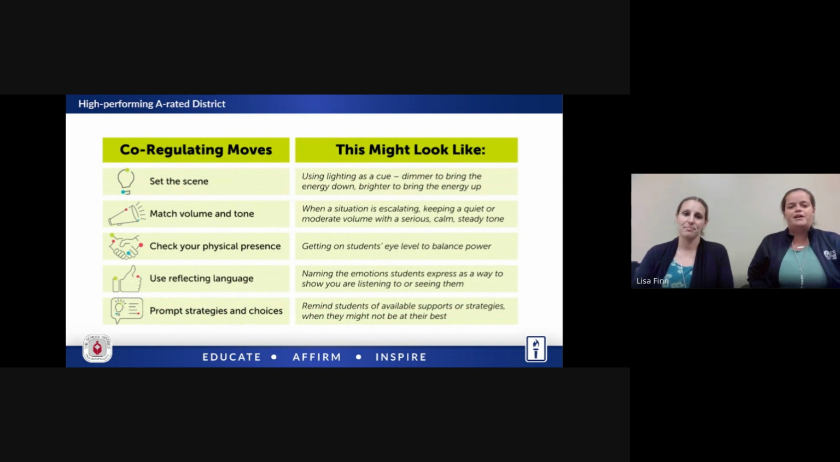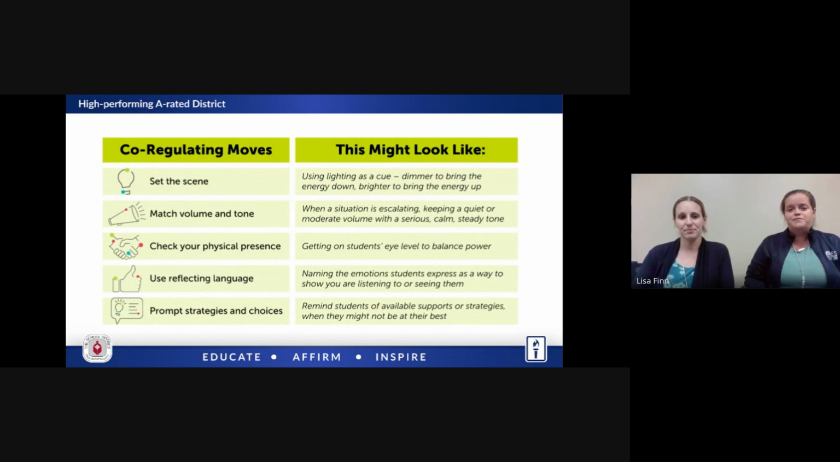Also using that reflective language. So naming the emotions that you see your students are expressing, whether they're saying them or not, right? So if a student's screaming, I can tell you're really upset right now. Students crying, it looks like you're really sad, right? Helping them to see that and let them know that you're noticing those things that they're feeling.